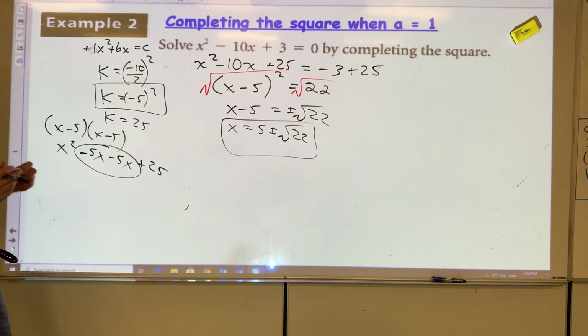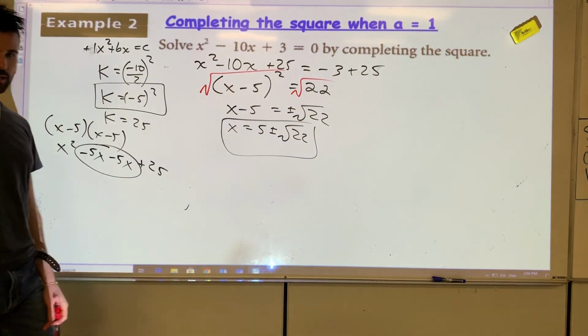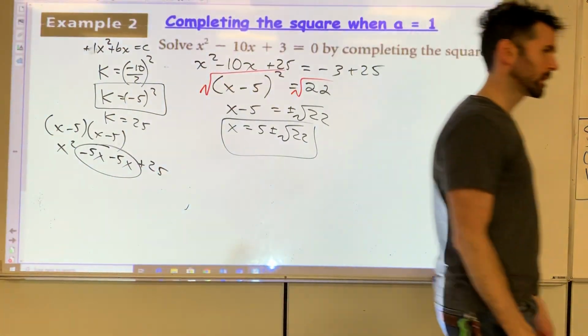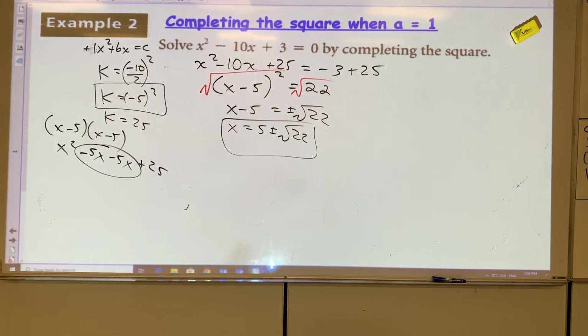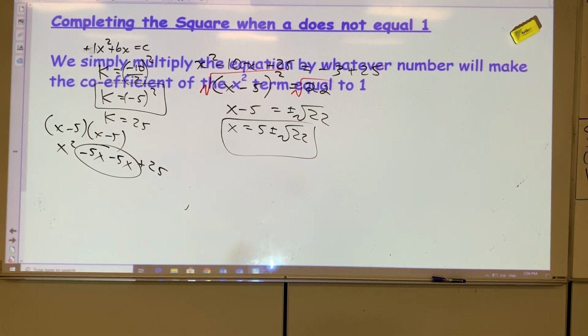Excellent. I think you guys are ready to do what I believe is the harder version. So, completing the square when a does not equal 1.